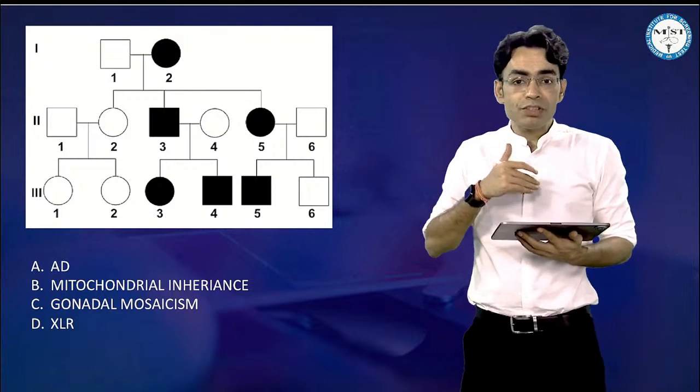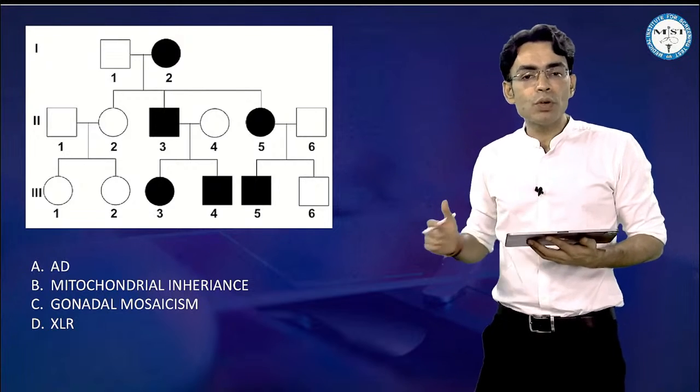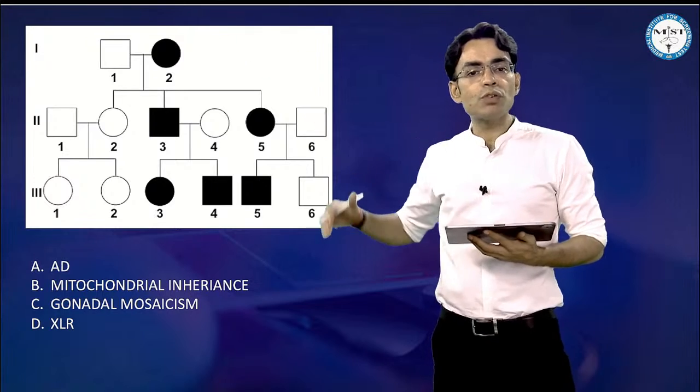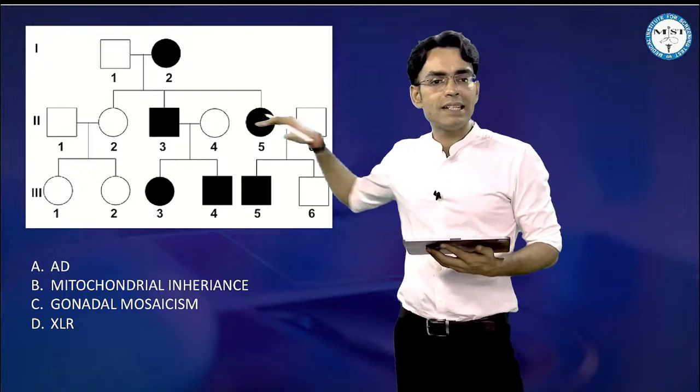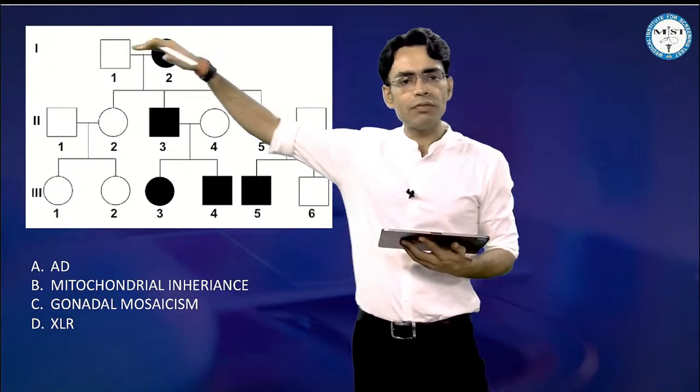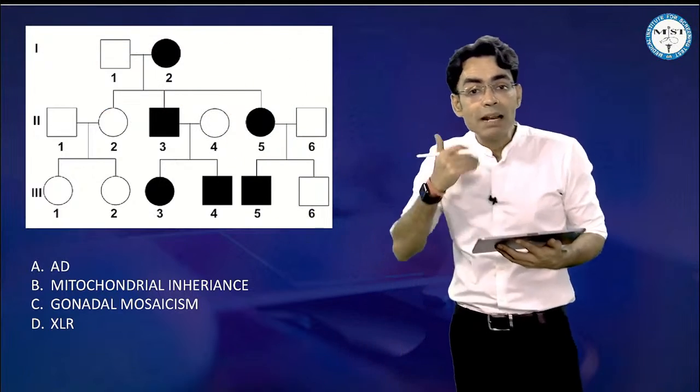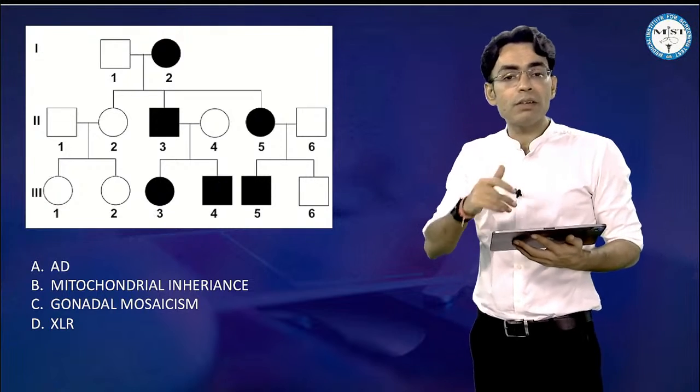When you have to differentiate between dominant and recessive, the first thing you have to do is count the generations, and you have to see that every generation is involved. So the third generation is involved. In the second generation also we have an involvement. In the first generation also we have an involvement. It can be dominant.